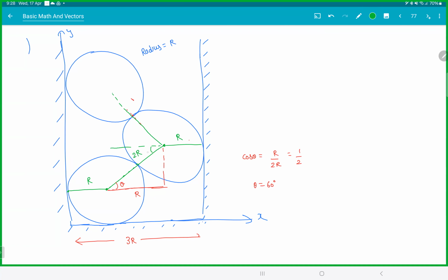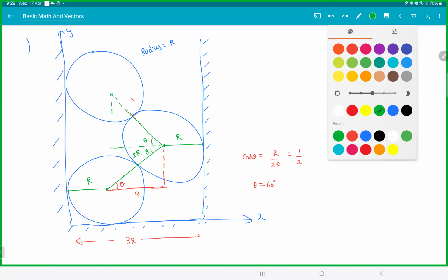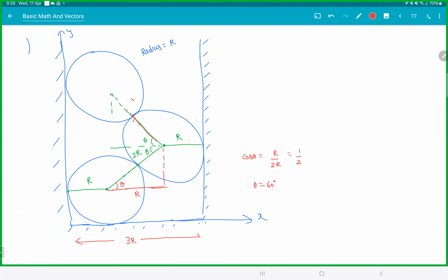I can do the same logic here also. This angle also will be theta. This angle also will be theta. Because this also will be 2R and that also will be R in the basement. So actually all angles are 60 degrees. Is that clear, everyone? Then you are done with the question. So this is N1. This is N2. So indirectly, N1 is like this with 60 degrees. N2 is like this with 60 degrees.